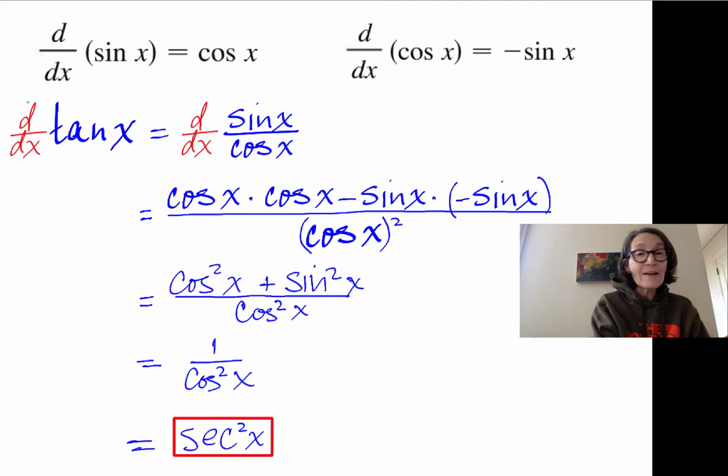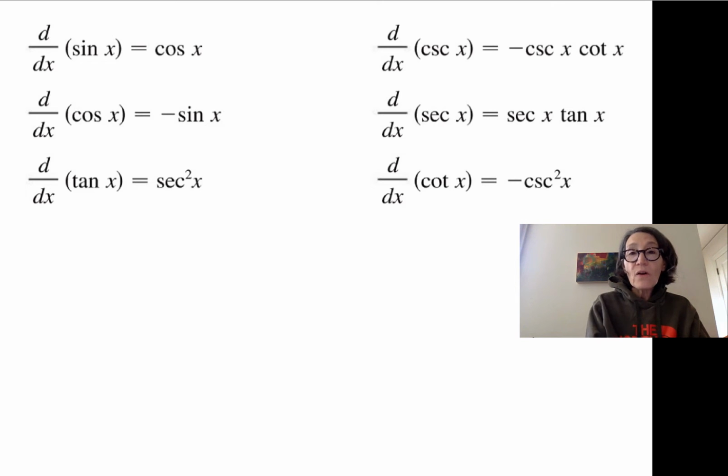All right, let's see the other 3. So here are all 6 trigonometric derivatives. Now, you're going to have to memorize all of these because you don't have time to look these things up. You've got more important things to do. You need these derivatives to do other things. So to help you remember them, you want to look for some patterns.